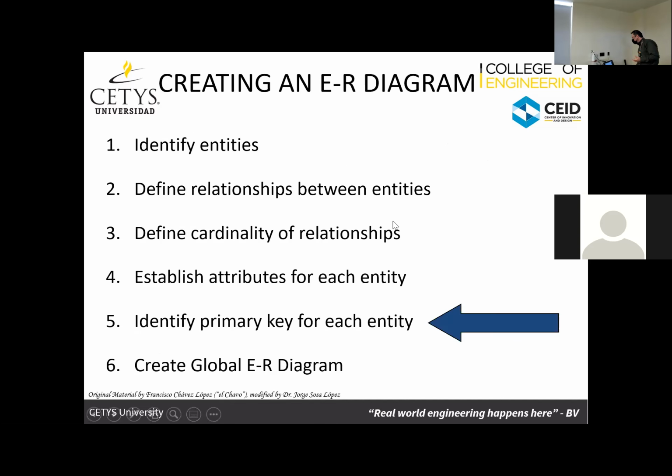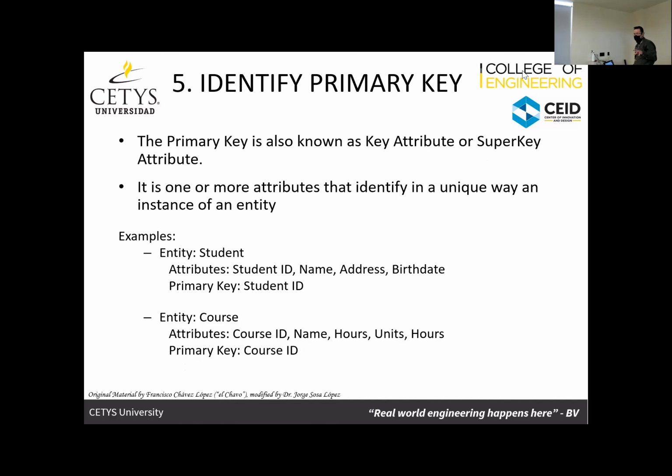A primary key is going to be an attribute. It's one of the attributes that we already have. In some cases, we don't have the attribute and we need to add it. It's going to be an attribute, or by the way, it can be a combination of attributes as well. It could be one attribute or a combination of attributes that uniquely identifies an instance of an entity. If we don't have a primary key, then we're in trouble because we're not going to be able to differentiate one instance of the entity from another. And that's going to generate anomalies in the database. So for each of the entities, we need to identify their primary key.